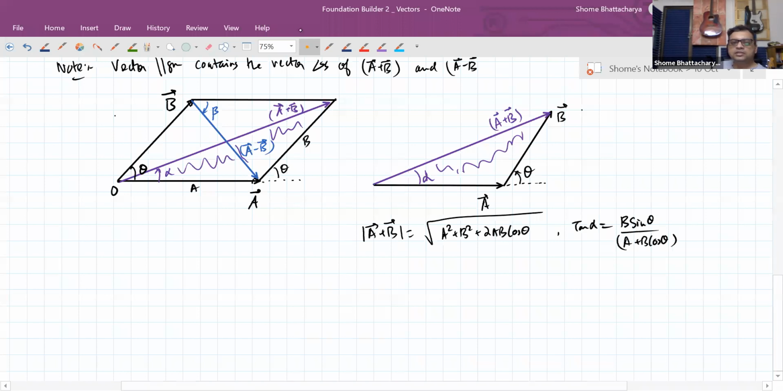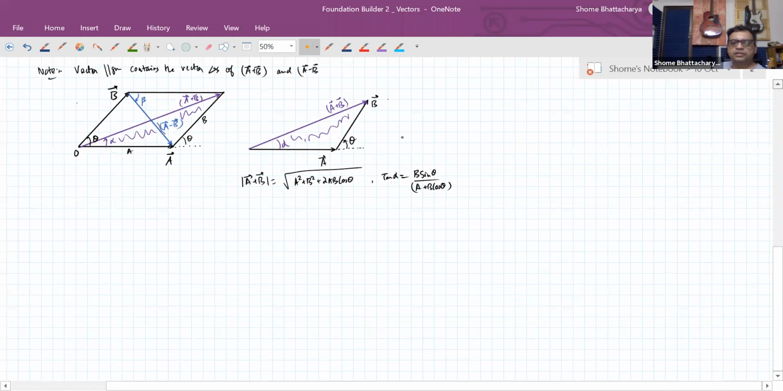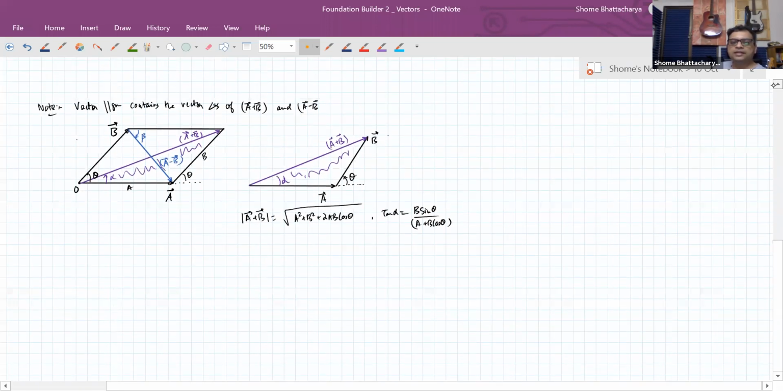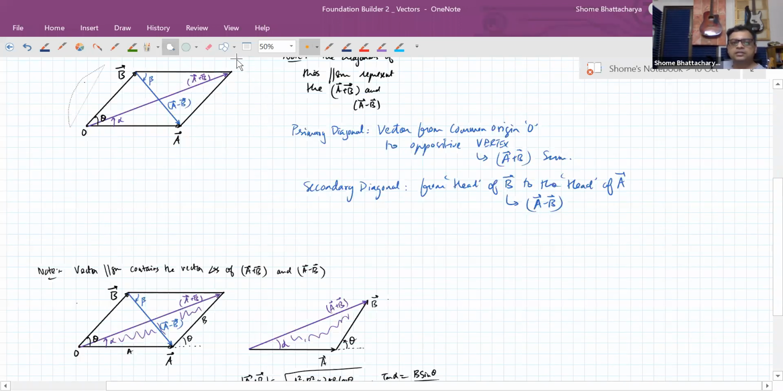Now similarly, just like we did this construction, you can also see that if you compare it with the triangle for the difference of the two vectors, you will see even that triangle is contained in this. Okay. So how that is contained, let's understand.